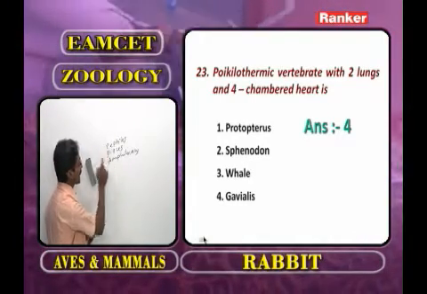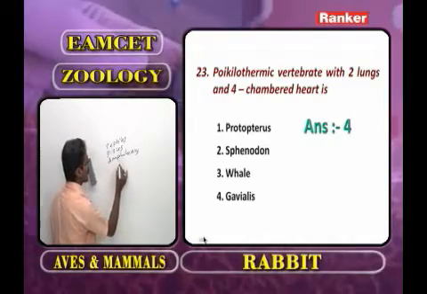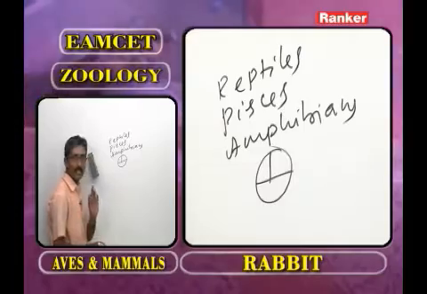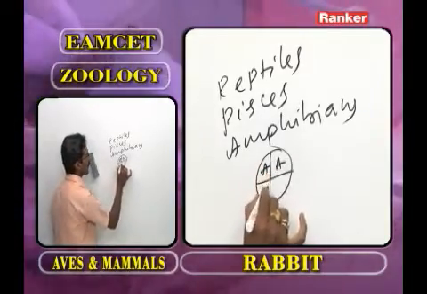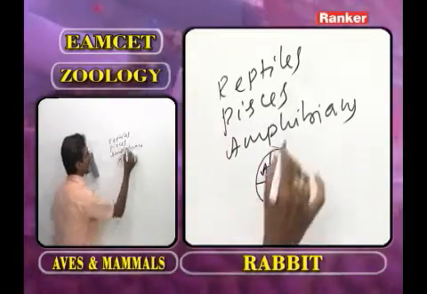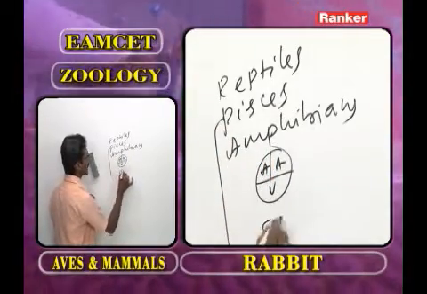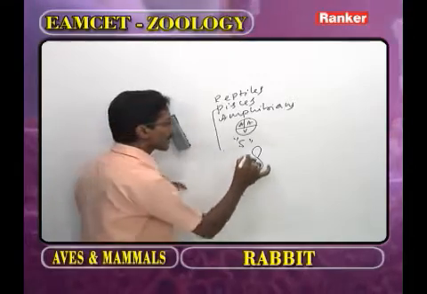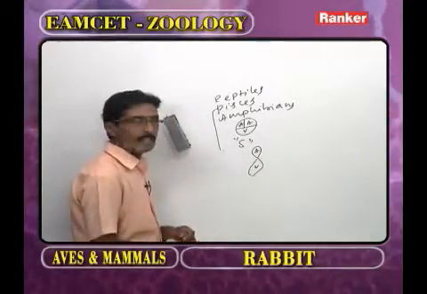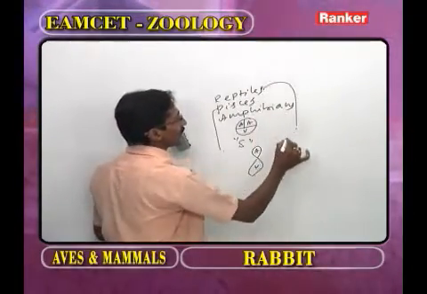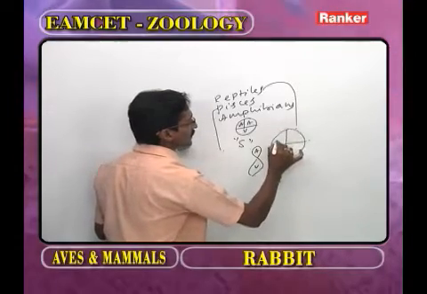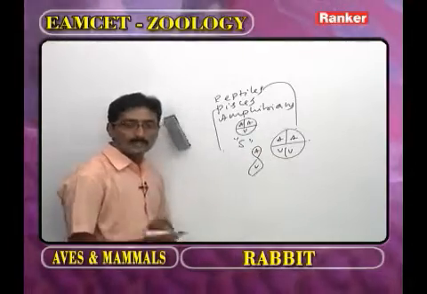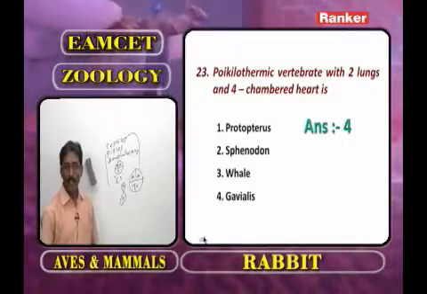Reptiles, pisces, amphibians. Now, as we observe the amphibians, in the amphibian heart, how many chambers are present? 3: 2 auricles, 1 ventricle. What about the pisces? In pisces, the heart is S-shaped. How many chambers are present? 1 auricle, 1 ventricle. Now as we observe the reptiles, in all reptiles, the 2 auricles and an incompletely divided ventricle. But here what is the question you have to observe?